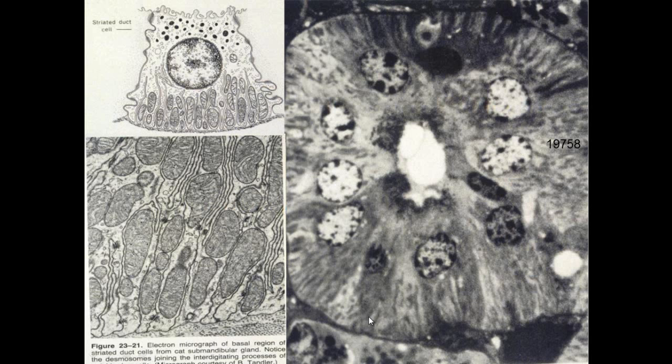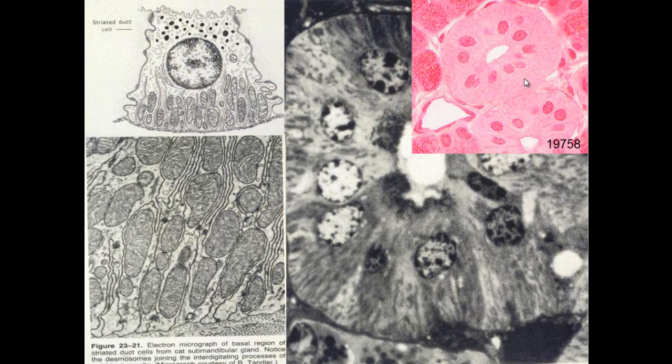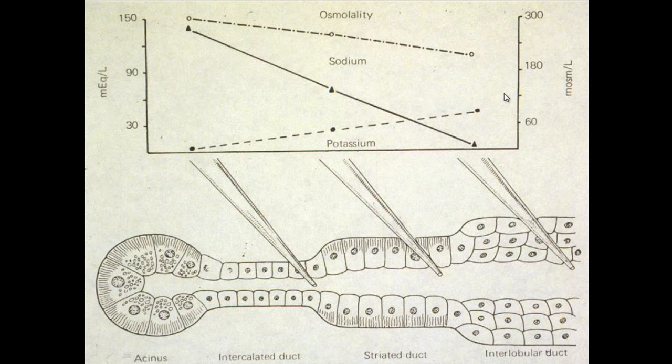Here we can see the infolding of the plasma membrane through here and there, and the lining up of the mitochondria, which causes the striations. And then here we can see the striations, which are really the mitochondria lined up through there. This is the secretory portion, and this is the striated duct portion.